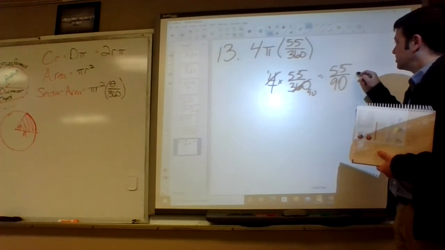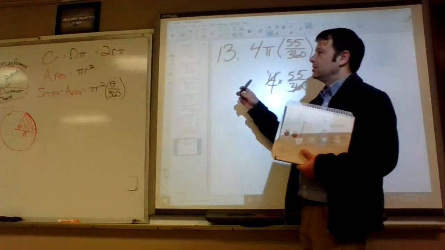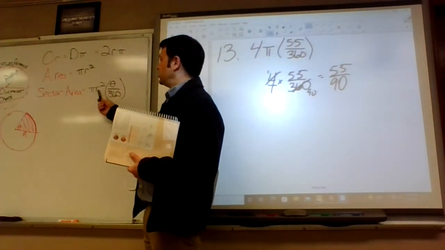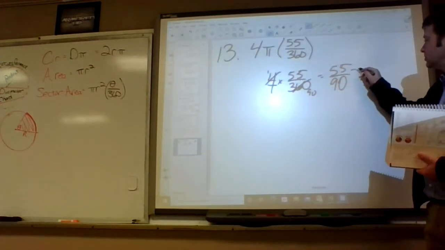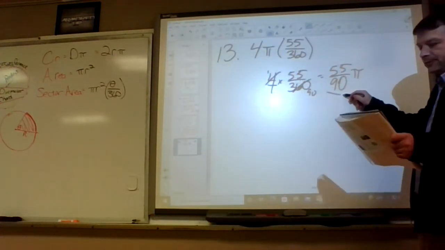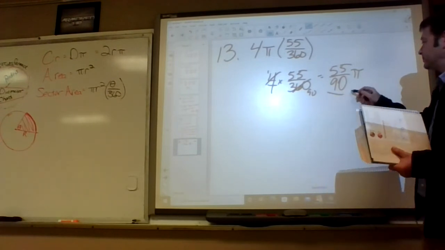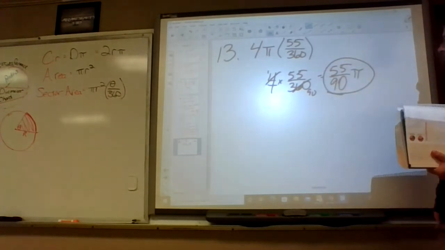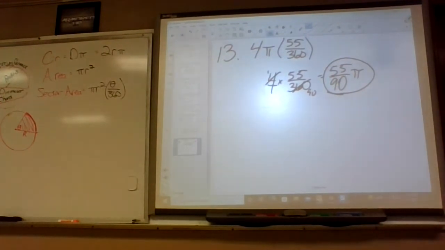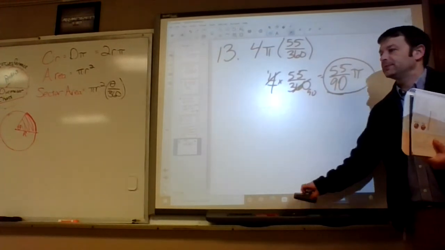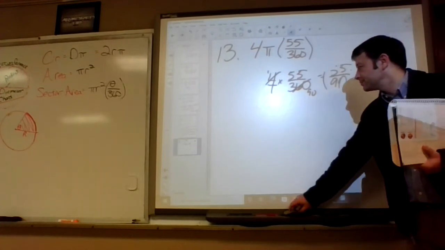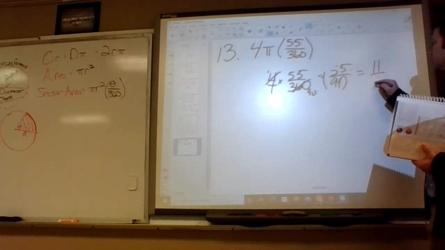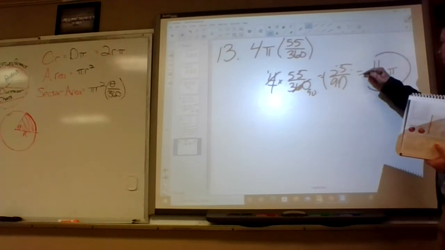I thought the radius was 2. It was. So we did 2 squared is 4. Oh, okay. Don't forget the pi. This is units squared, but you don't have to label it. Oh, that reduces, sorry. Those are both divisible by 5. 11 over 18. Yeah, 11 over 18. My bad.